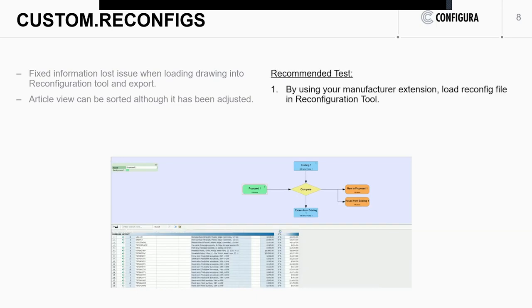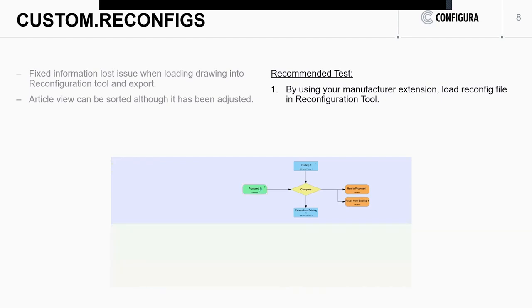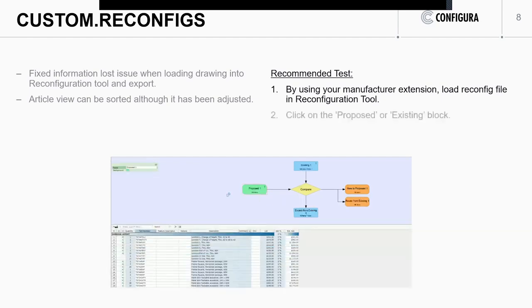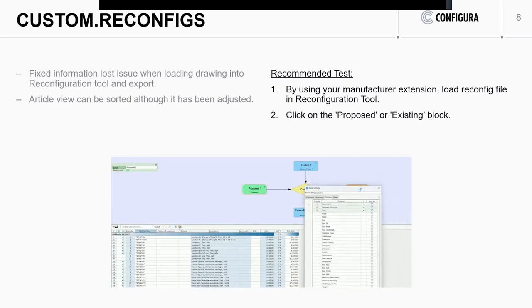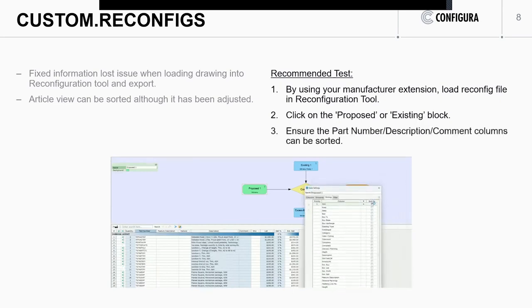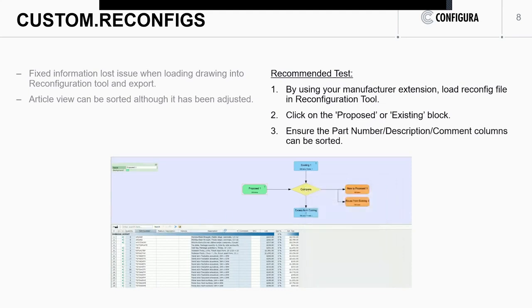So do follow the recommended smoke test instructions. By using your manufacturer extension, load a reconfig file into the reconfiguration tool. Click on either the proposed or existing block in the flowchart, and verify that the part number, description, or comments column can be sorted. You can refer to the animation shown for an example.